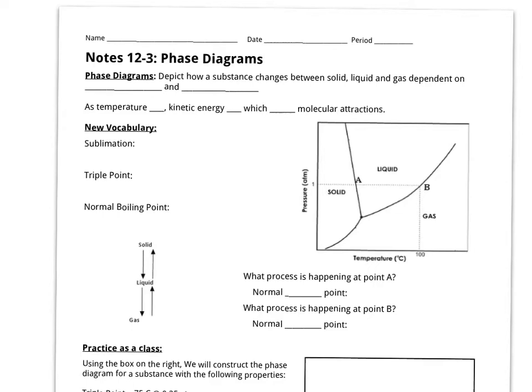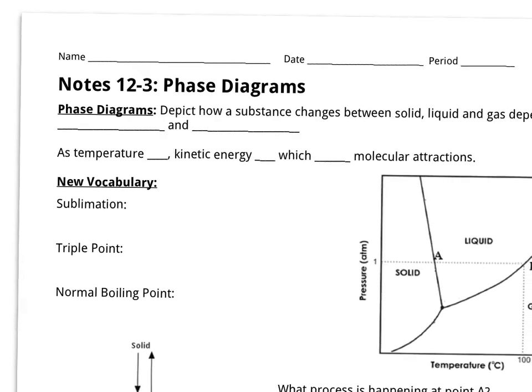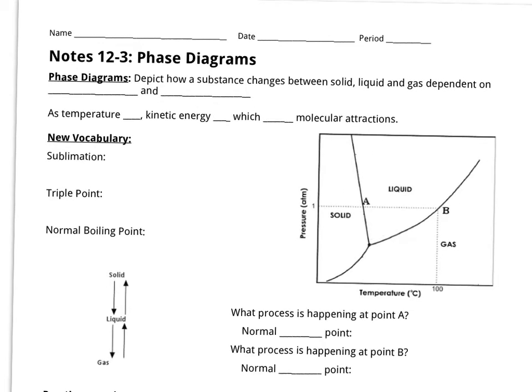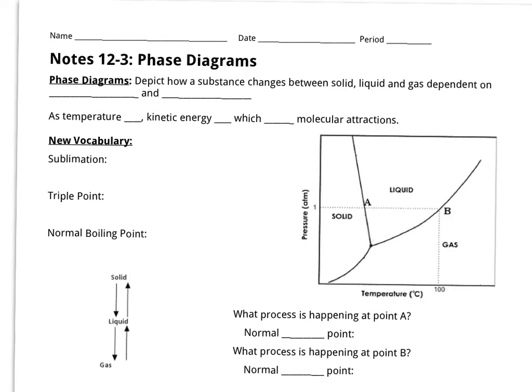So, for Notes 12.3, what we're really looking at is phase diagrams. Phase diagrams are a way to depict how the phase of a substance changes between solid, liquid, and gas based on not just temperature. Temperature is one aspect, right? We're familiar with temperature changing the phases, but also based on pressure. So pressure is also a variable that can determine whether something is solid, liquid, or gas.